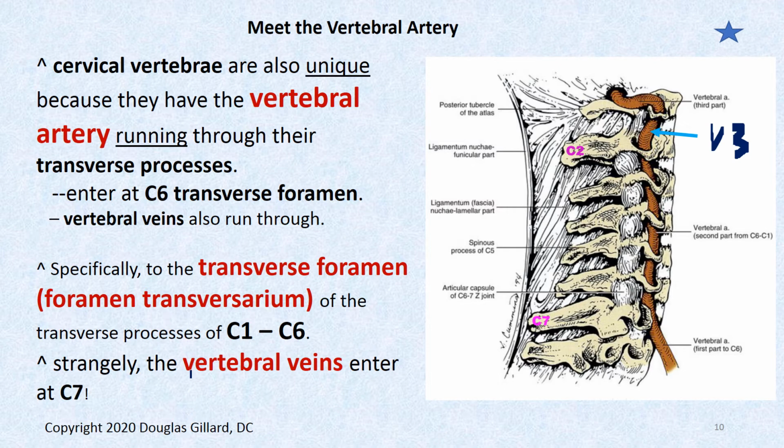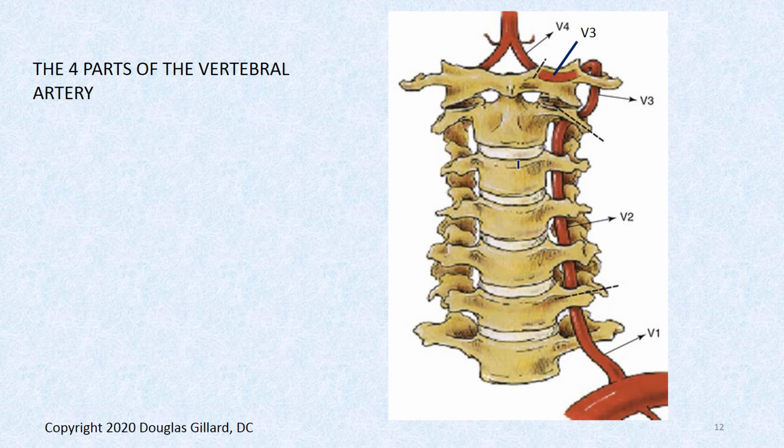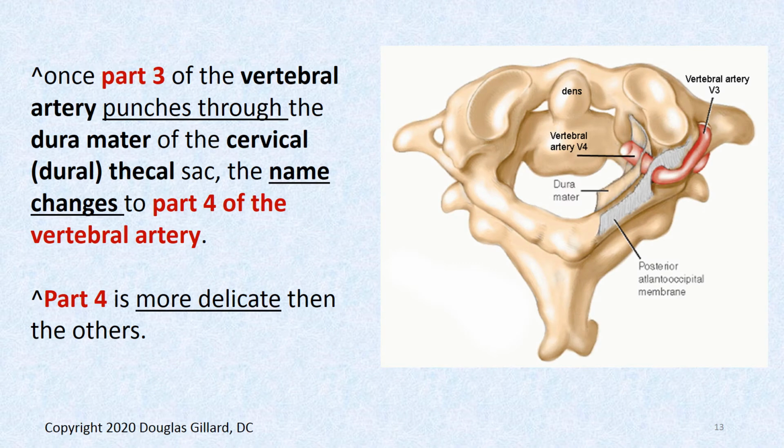And we already said how it's strange that the vertebral veins enter at C7, yet the vertebral artery enters the spine at C6, enters the transverse foramen at C6. Here are the 4 parts. I already told you these, so everything I just said, you can review that. And here's yet another picture. I think that's the same picture. Right, and here's just a close-up of this anatomy, how it goes through the dura mater.